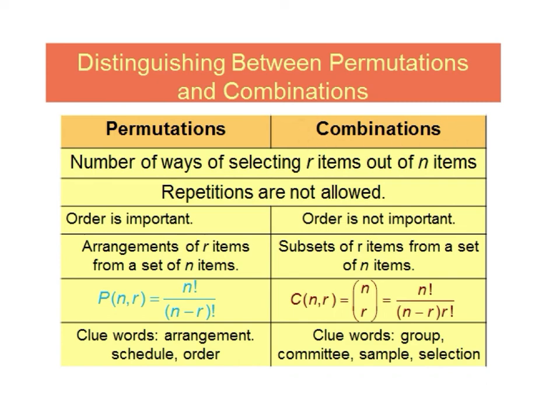The big idea is that on a permutation, the order of those items is important. On a combination, the order is not important. On a permutation, we're looking at arrangements of a set. For a combination, really we're looking at a subset of whatever that group is that we had.